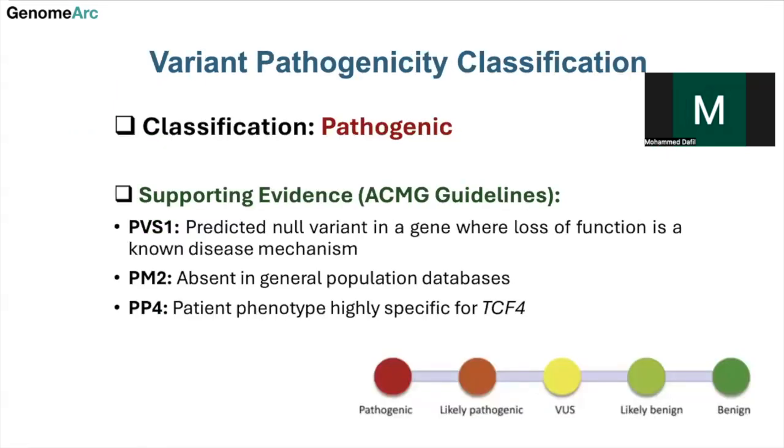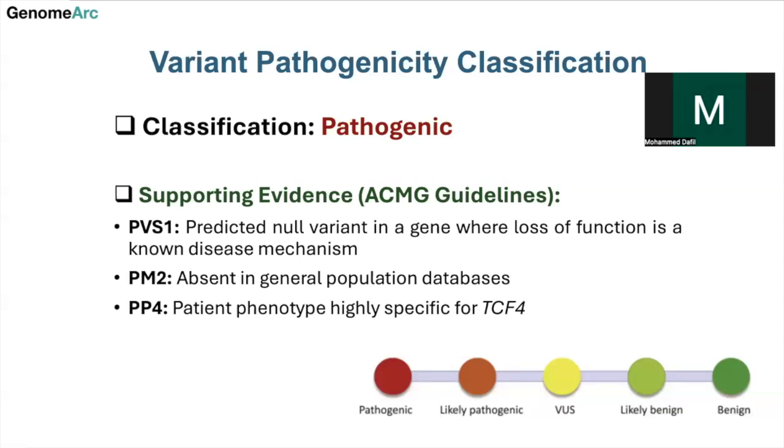So yeah, the supporting evidence according to the GenomeArc Horizon platform are PVS1 because it's a loss of function variant, PM2 because it's absolutely absent in the population, PP4 because the patient phenotype is highly specific to TCF4, and also there are other classification supporting evidence that goes with the ACMG guideline.